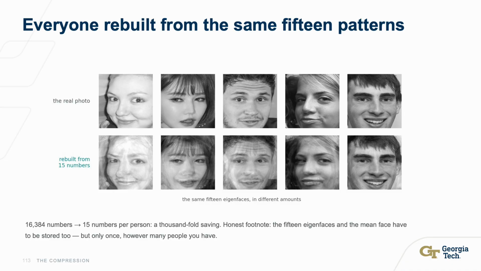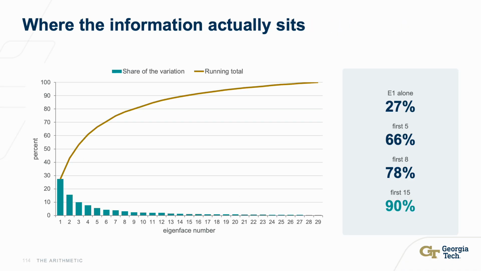You compare the list of amounts, not the picture. Here is where the information actually sits, as a bar chart of cumulative variance. E1 alone 27%, the first 5 66%, the first 8 78%, the first 15 90%. The bar falls off a cliff, and that cliff is the entire reason PCA is useful. One caution, so that the number on this slide and the number in the rebuild sequences do not confuse anybody.